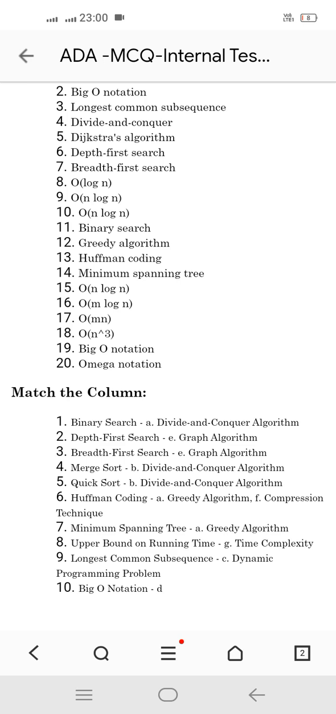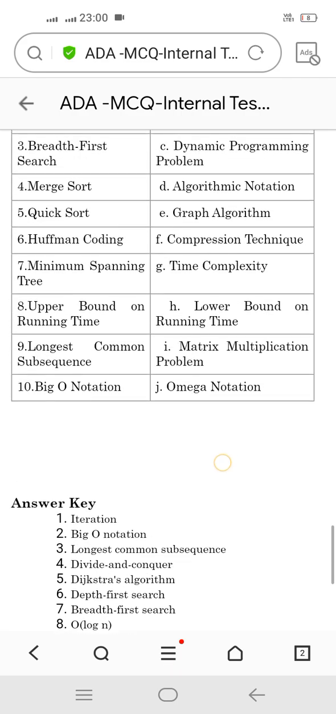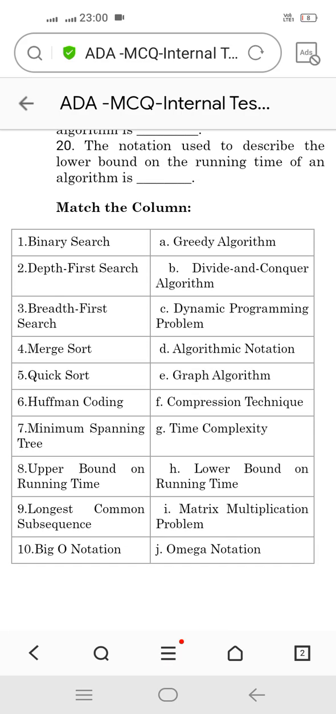Huffman coding, which is a greedy algorithm as well as compression technique. Seventh is minimum spanning tree, which is a greedy algorithm. Eighth is upper bound on running time, that is a time complexity. Longest common subsequence, which is a dynamic programming problem, and big O notation, which is an algorithmic notation.